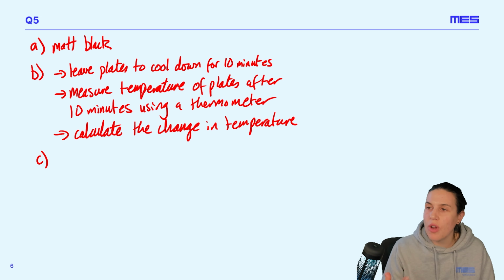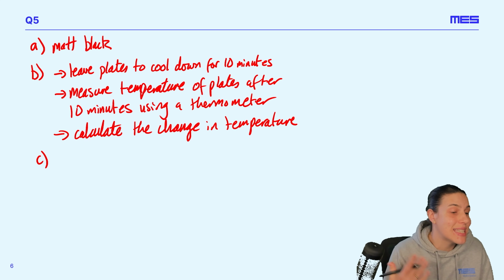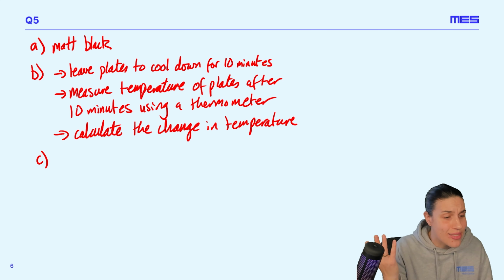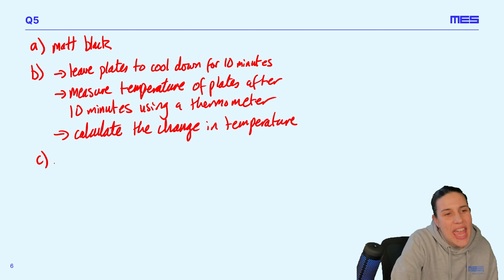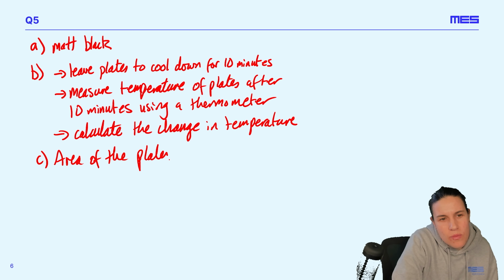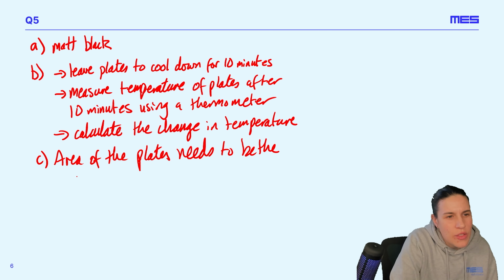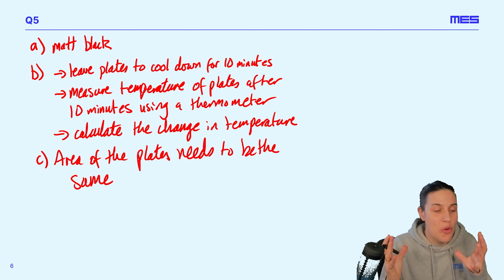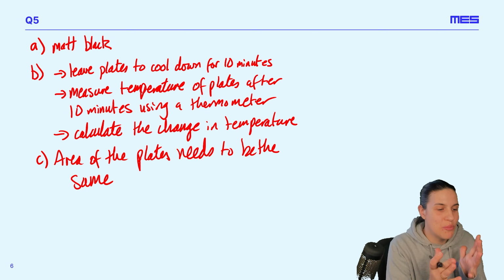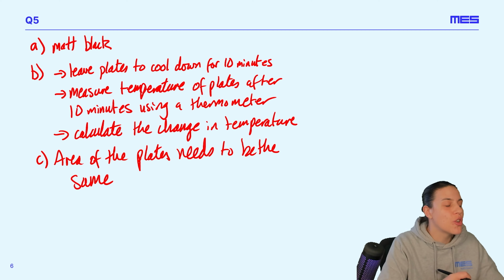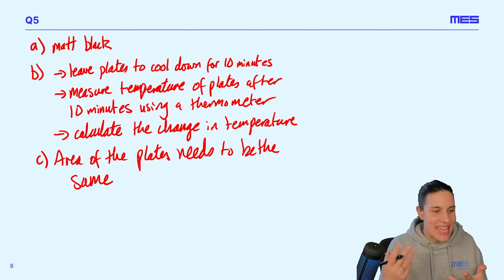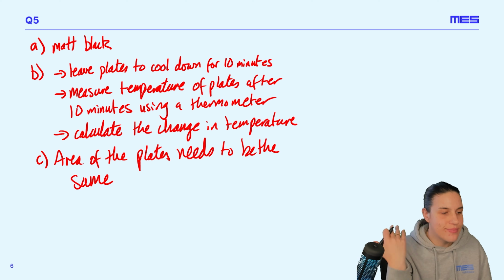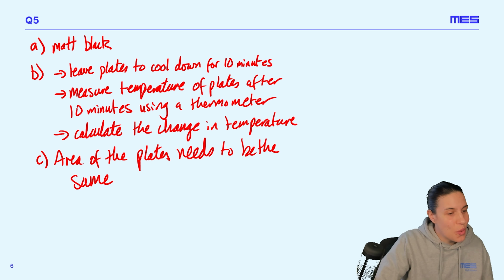Now, most people would go straight in for the fact that the 4 metal plates need to be heated to the same temperature. Yeah, but we were told that in the question. So I'm going to go for the area of the plates needs to be the same. Because if we had a plate that had a bigger area, it's going to cool down quicker than a plate with a smaller area. So we want to make sure that the area of the plates is the same. And there you go. That's how you're going to answer these questions.